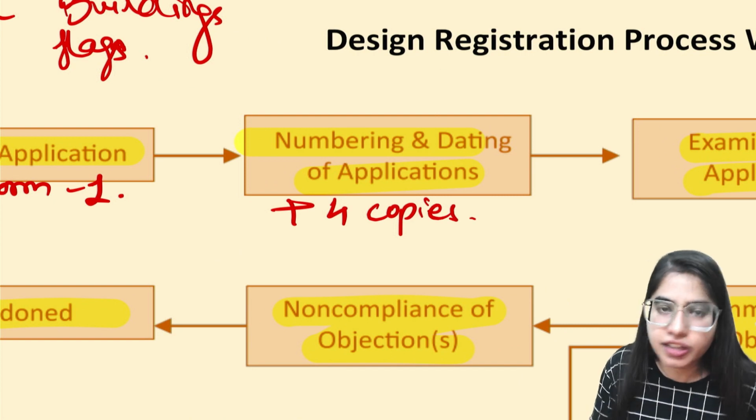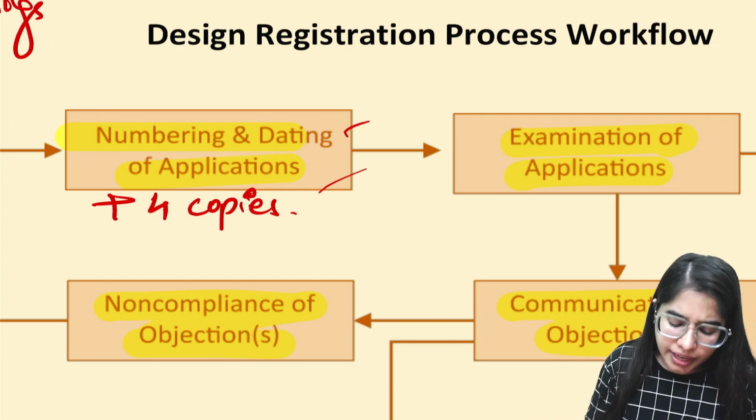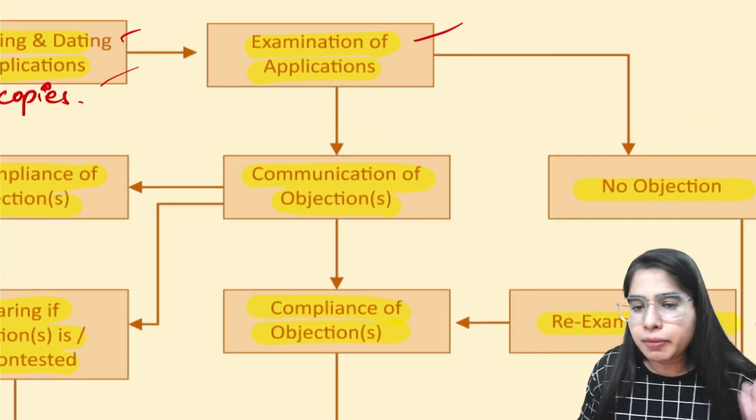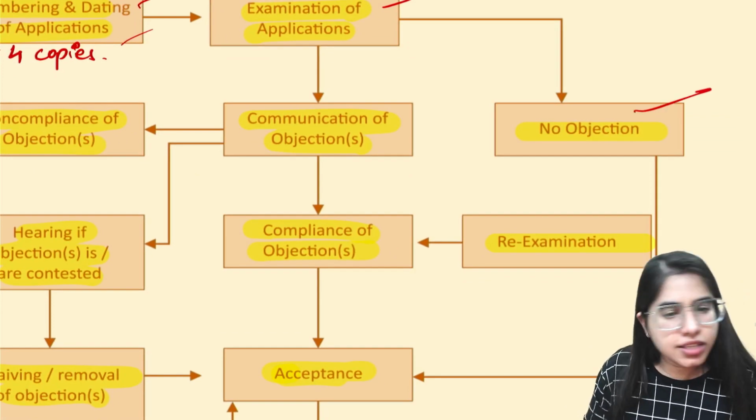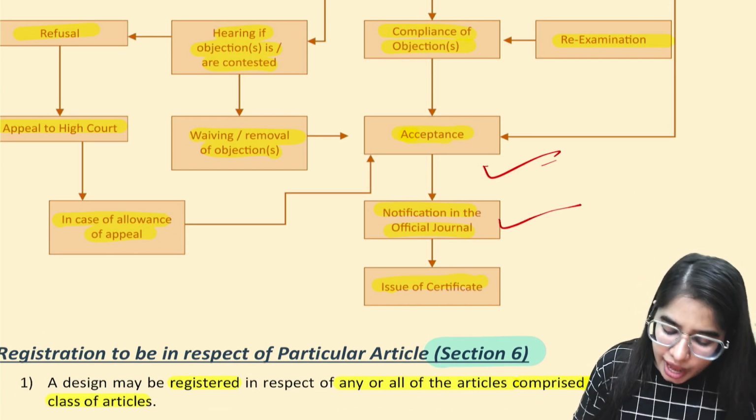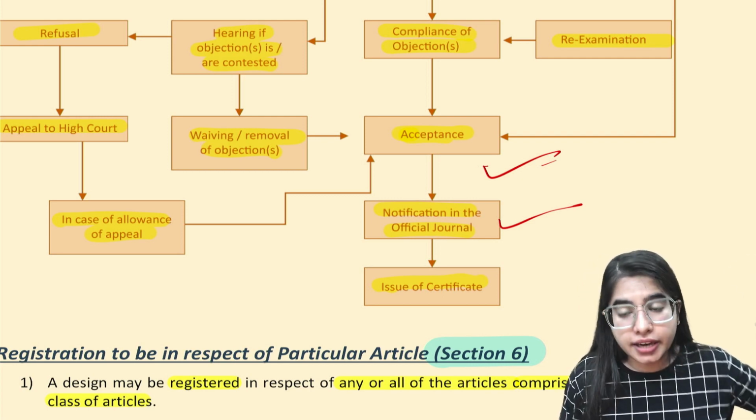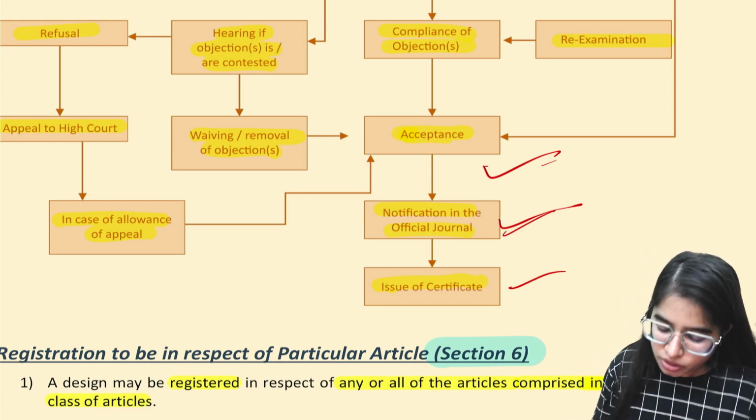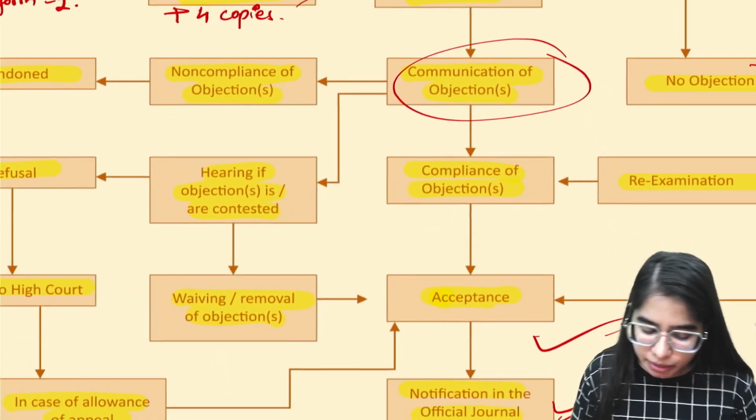Now pencil started working apne aap. Yes, 4 copies ke saath numbering and dating karke you will submit, and then the controller will examine the application and then publish it to the public for objection. Now 2 cases can be there. If no objection is there, your application will be accepted. After acceptance, it will be notified in the official journal, the official website, and you will be issued a certificate of registration. However, if objection is there, then people will communicate their objection.